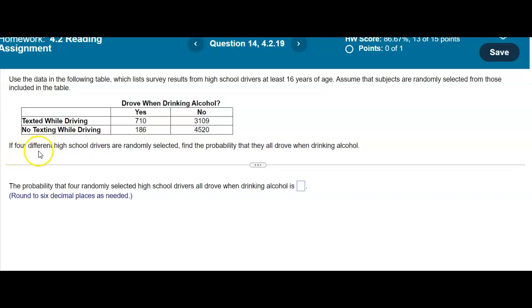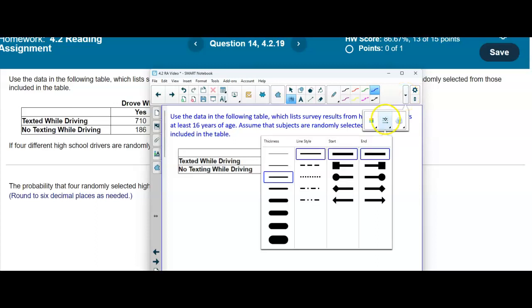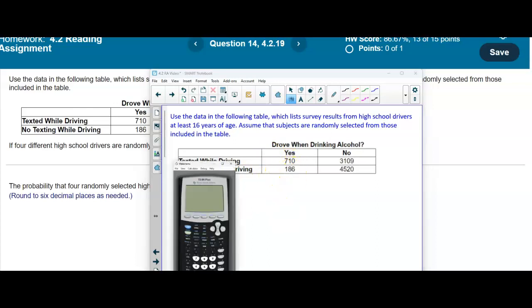The question says that if 4 different high school drivers are randomly selected, find the probability that they all drove when drinking alcohol. So let's first take a look at the table here. One good thing that you may want to do is just to find the total of all the values of each particular row and column. So if we wanted to find the total, we could do that. So what is the total of the yes column?